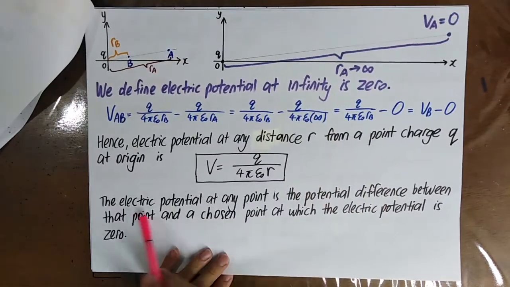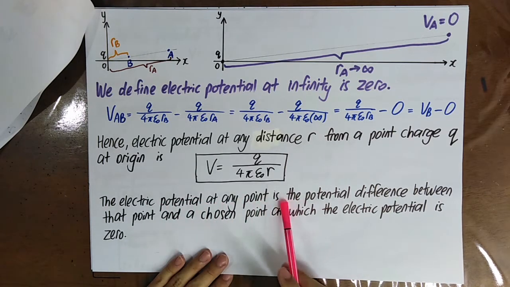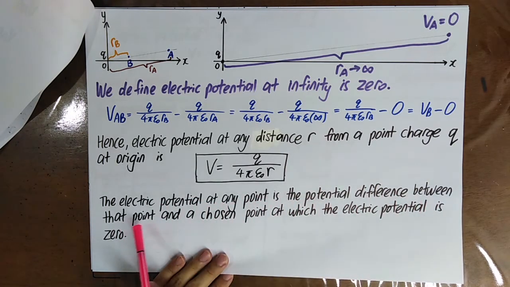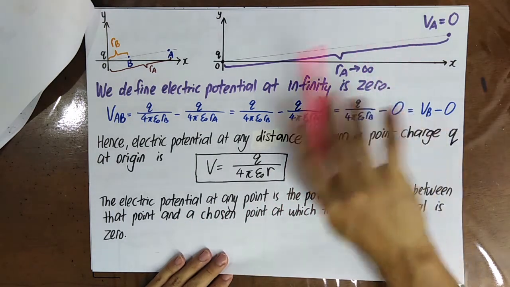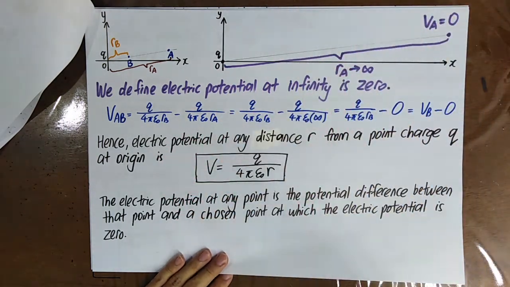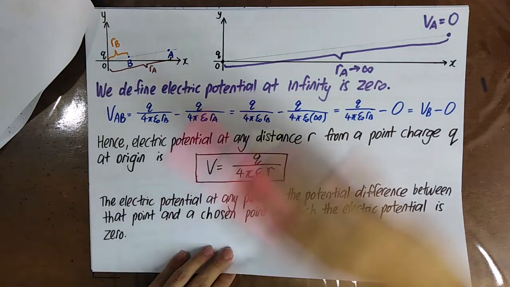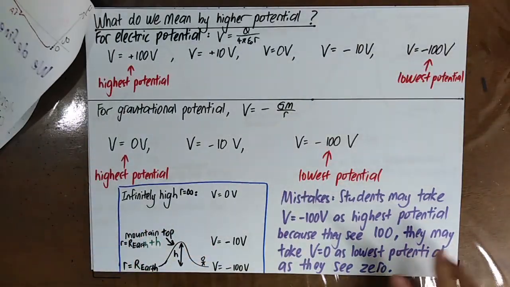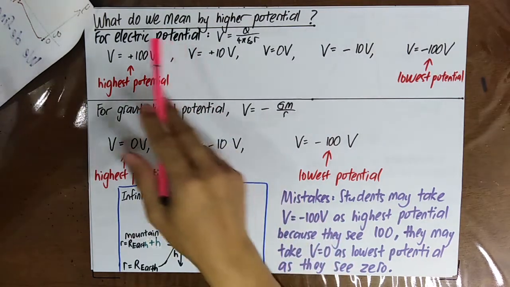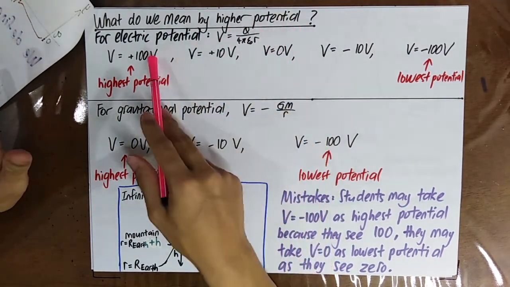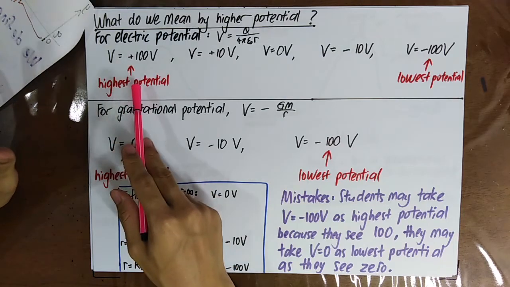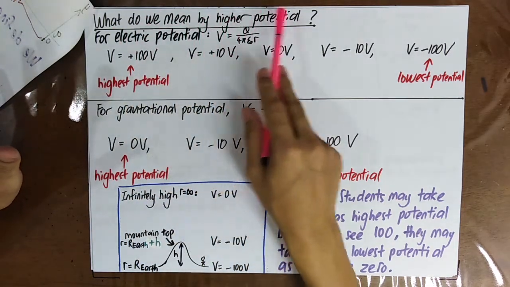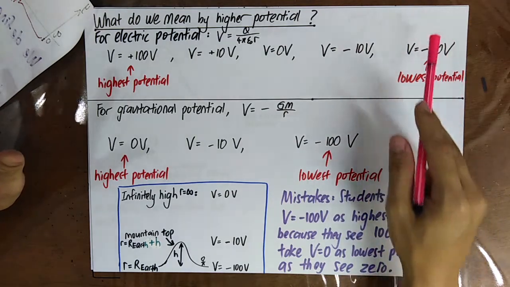Once again, the electric potential at any point is just the potential difference between that point and a chosen point at which the electric potential is 0. Normally, we define the chosen point to be infinitely away from us, which is very far away from us, maybe from the edge of the universe. And then I need to tell you that by higher potential we mean that the potential has a more positive value. By lower potential we mean that the potential has a more negative value.